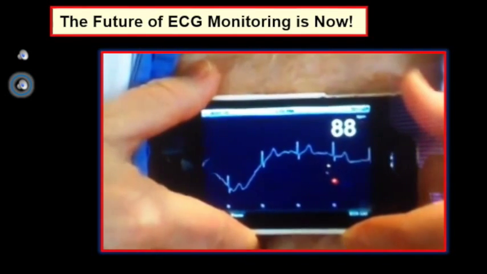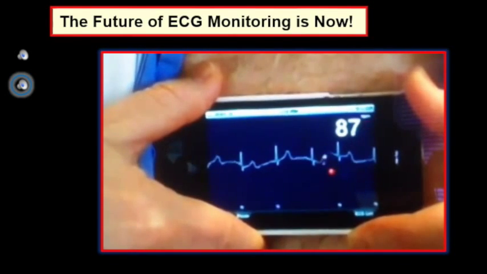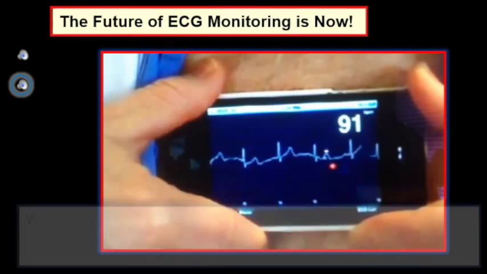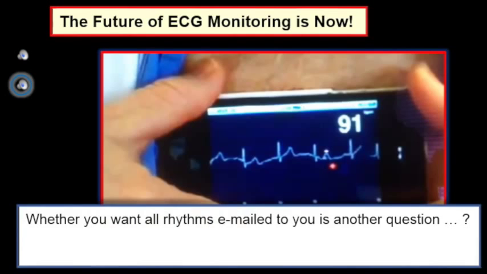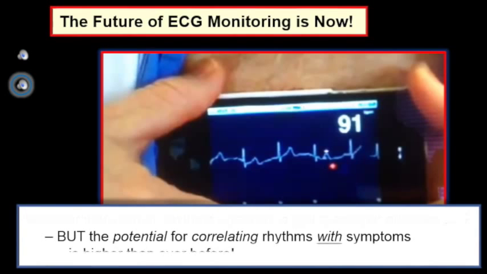Now, whether you, as the patient's primary care provider, want all of their rhythms emailed to you is another question, but the potential for correlating rhythms with symptoms is higher than ever before. The future of ECG monitoring truly is now.